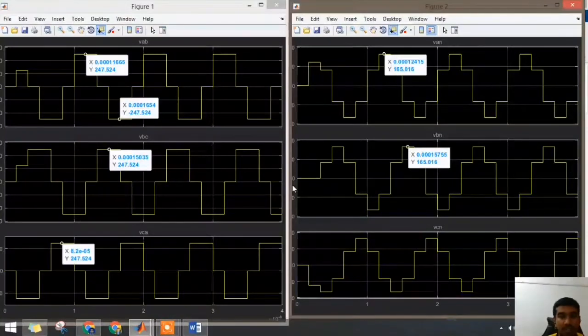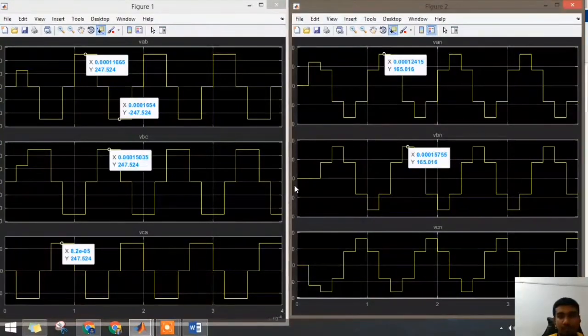As shown in figure 1, the line voltage obtained a peak of 247.524 volts, almost equal to the applied 250 volt DC source. In the graph, the line and base voltages are shifted 120 degrees from each other in phase.